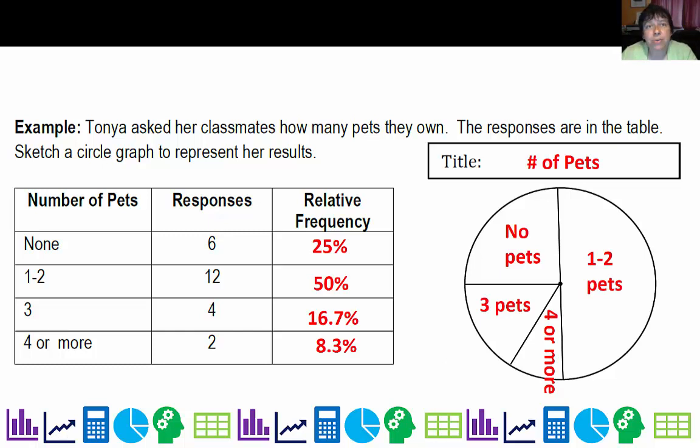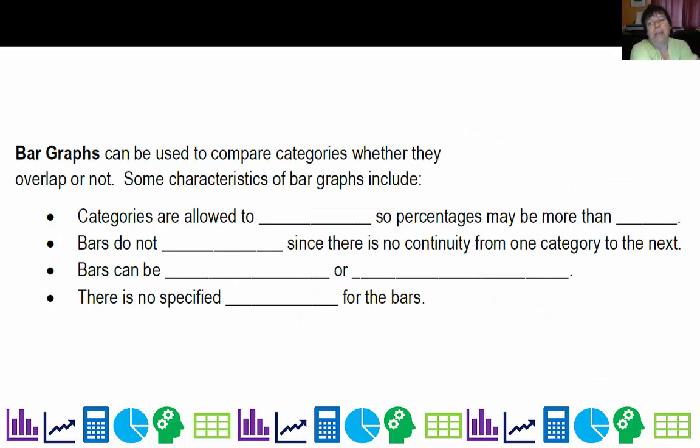Now, another way to do categorical data is bar graphs, and the nice thing is they are allowed to overlap. So if I wanted to do bar graphs of the different languages you spoke, that would be okay. So they can add up to more than 100%. Now, unlike on a histogram, the bars don't touch. And the reason is there's no continuity from one category to the next, because you could have English, and what would come next? Well, it's really your choice. Could be German, could be Spanish, could be French.